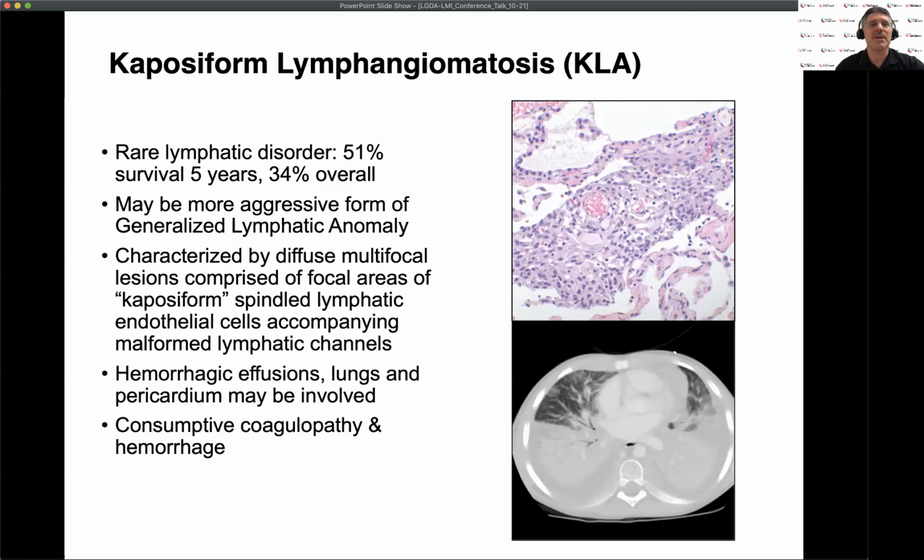KLA is characterized by diffuse multifocal lesions comprised of focal areas of Kaposiform or spindled lymphatic endothelial cells, accompanying malformed lymphatic channels. And you can see that in the upper right-hand panel here, which is histology of lesions from a KLA patient. Hemorrhagic effusions, particularly in the lungs and pericardium, may be involved. And in the lower right-hand panel, you can see a CT scan showing pulmonary effusions in a patient. Patients often suffer from consumptive coagulopathy and hemorrhage, which can be a major cause of morbidity and mortality.